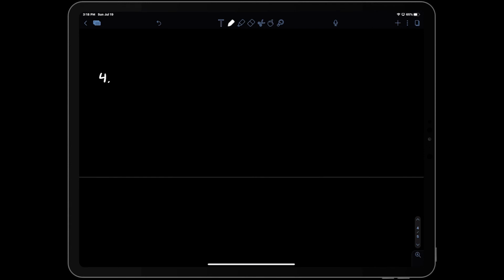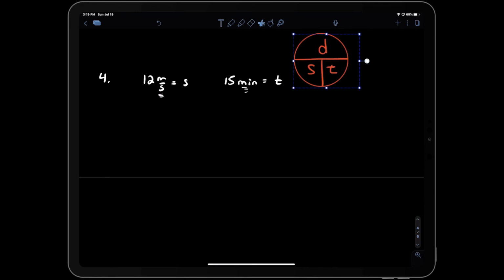Number 4, we have: if you run at 12 meters per second, that's looking at speed, for 15 minutes. 15 minutes, that's going to be our time. How far will you go? Now there's a small issue with this because I can see here that's seconds and this is minutes. We're going to have to do a conversion factor, and that's not the end of the world to do.